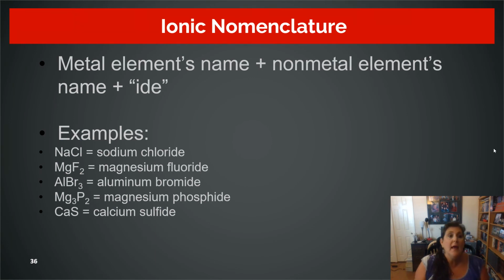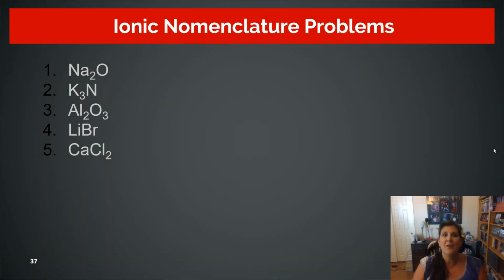Here are some examples. NaCl, which is the salt we eat, sodium chloride. MgF2, magnesium fluoride. AlBr3, aluminum bromide. Mg3P2, magnesium phosphide. CaS, calcium sulfide. Again, no prefixes if there's a metal. Don't use any prefixes if there's a metal. Just the name of the metal, the name of the nonmetal, ending in "ide." No prefixes. Your turn. Pause and try these 5. Spelling counts.